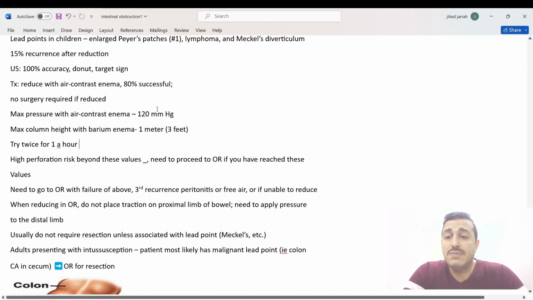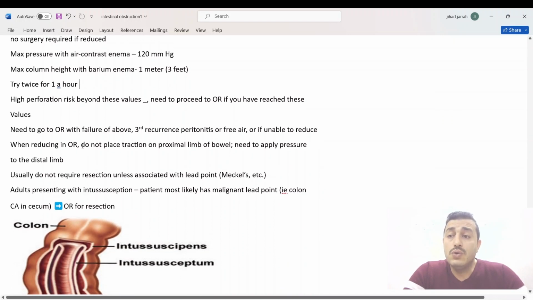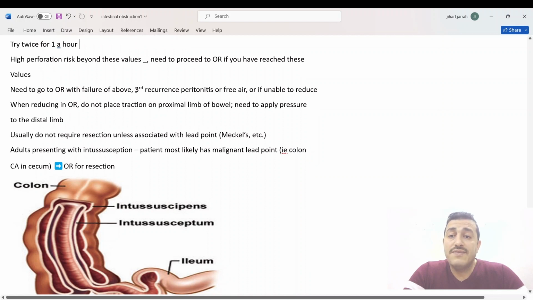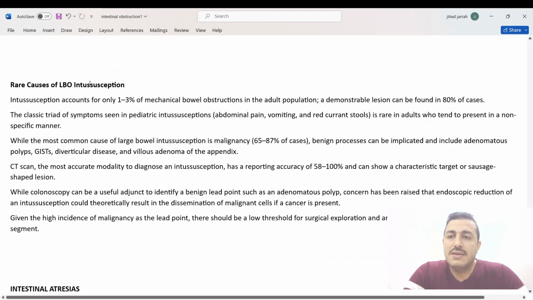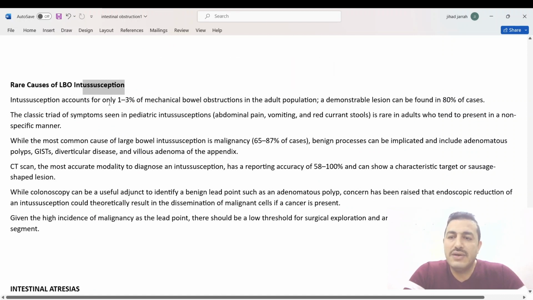We shouldn't exceed these parameters because perforation can be produced. We can try twice for 1 hour, and the indication for surgery is after the third recurrence, or if we have signs of strangulation or perforation such as free air. Okay, this is what intussusception looks like. We said intussusception as a cause of large bowel obstruction is rare. It's near 1% of mechanical bowel obstruction.